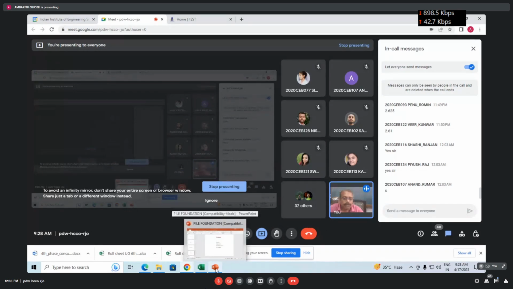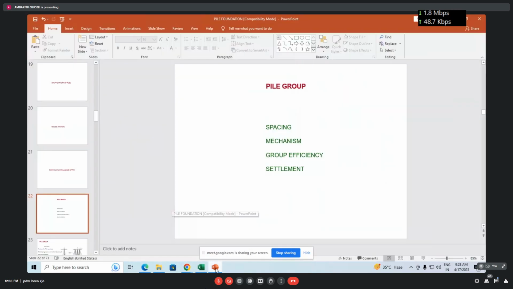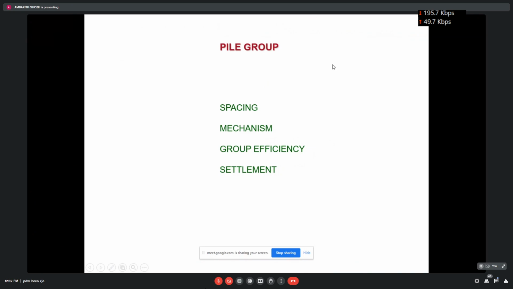So can we move to the next slide? Now let us go for the pile group. Okay. So as you see, in most of the cases, and from the fixity point of view, we need a minimum of 3 piles in a group.